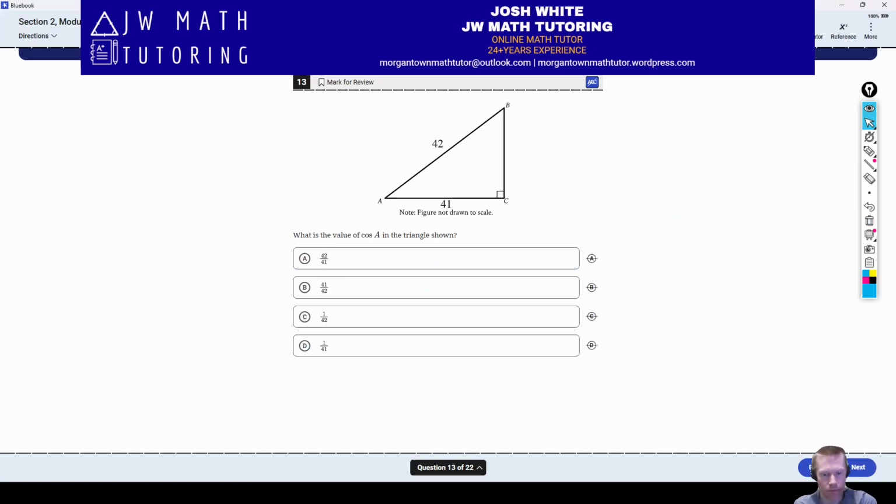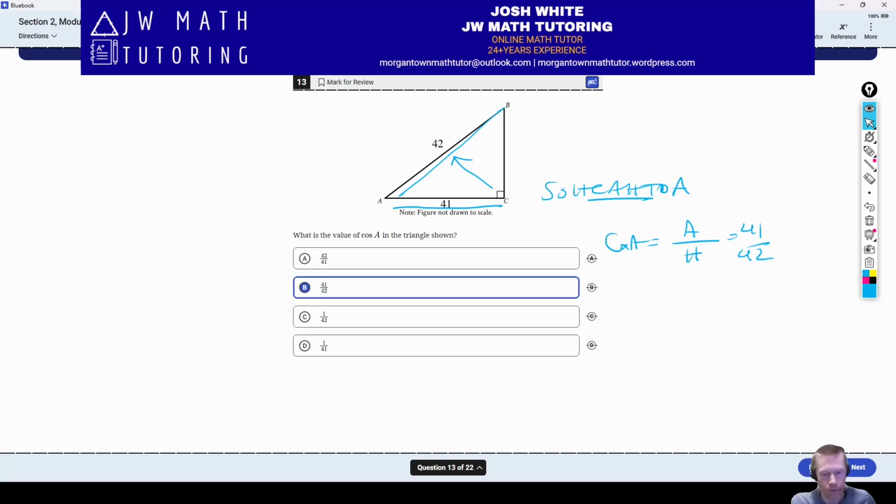Next up, question number 13. What's cos A for this? So if you remember SOHCAHTOA, we have cosine, CAH. So the cosine of A is equal to the adjacent over the hypotenuse. So the adjacent side will be the one down here, which is 41. The hypotenuse is the longest side across from the 90-degree angle. That's 42. So the correct answer for this is going to be letter B, 41 over 42.